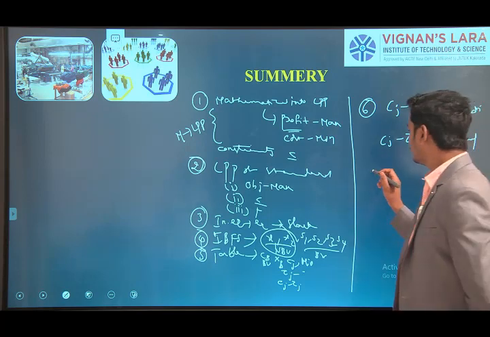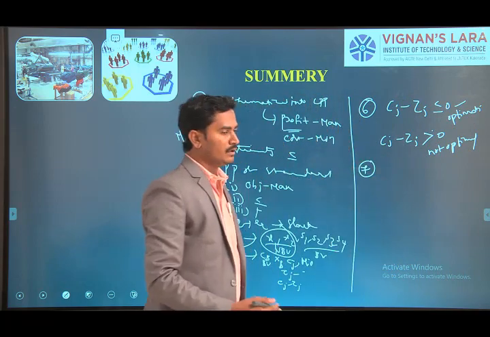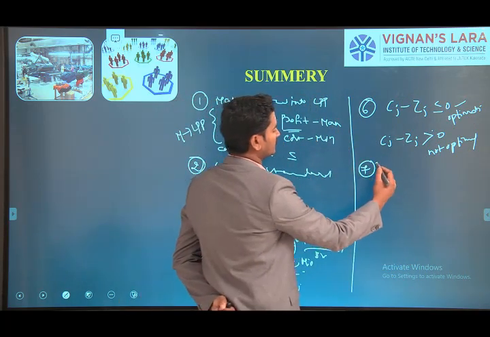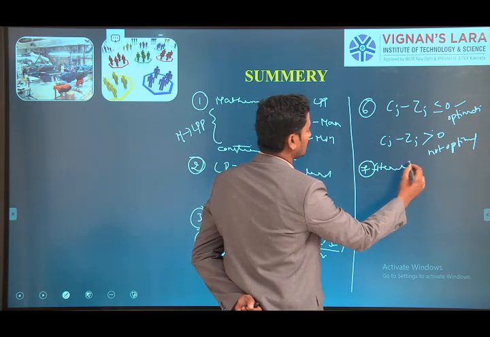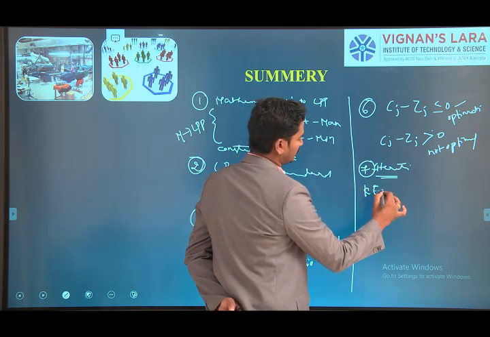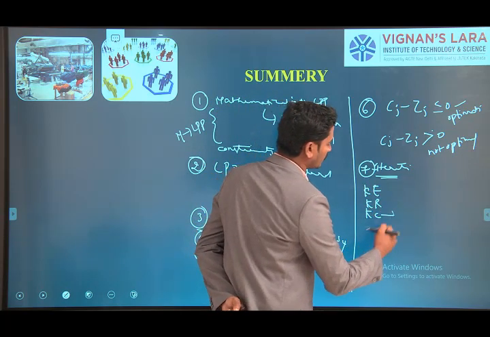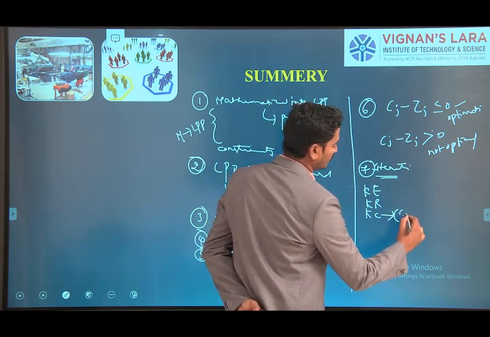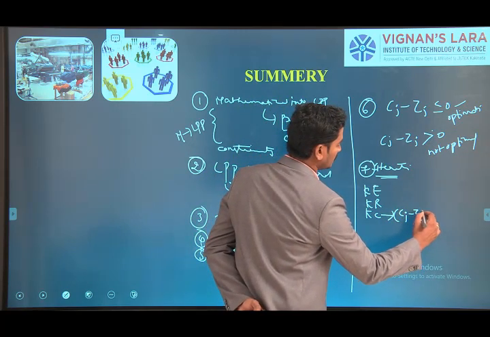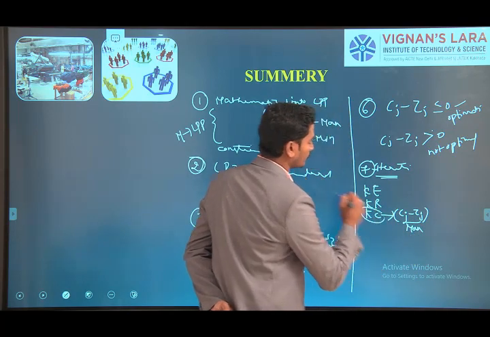For that reason, we are going to apply the iteration methods. How do we apply the iteration? For iterations, we have to identify the key element, key row, and key column. Here, first we have to identify the key column. How do we identify the key column from Cj minus Zj? We identify the maximum value of Cj minus Zj, and we take it as the key column.